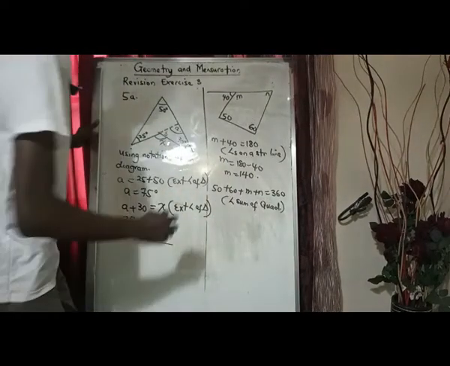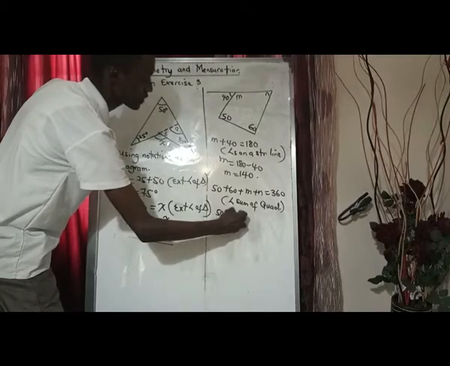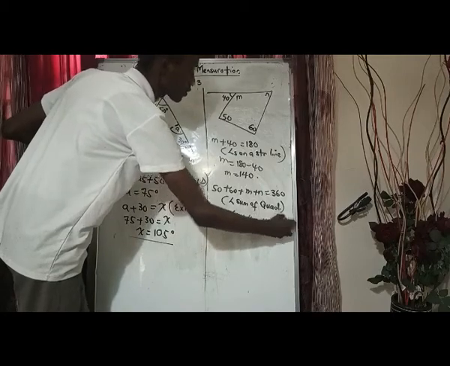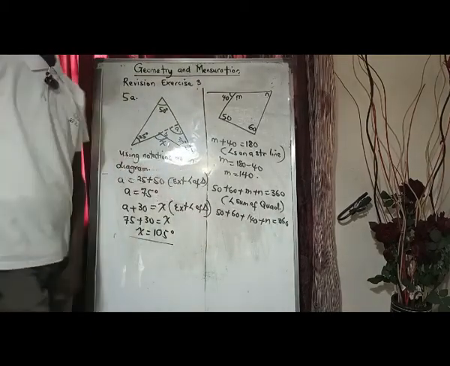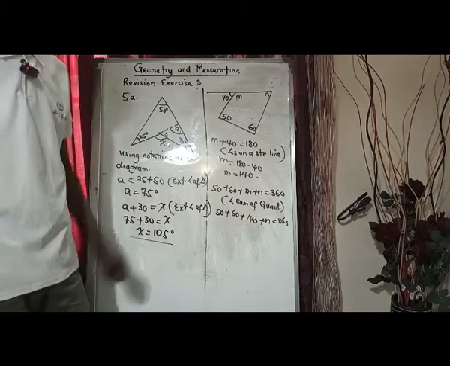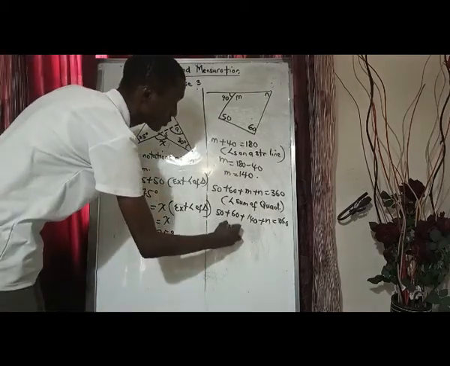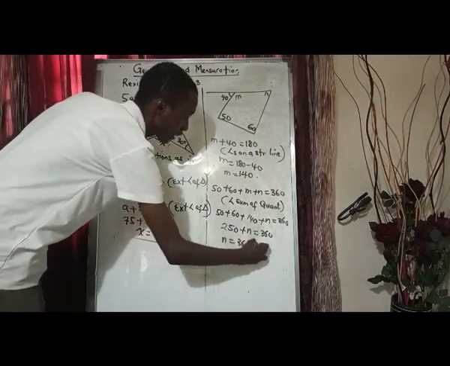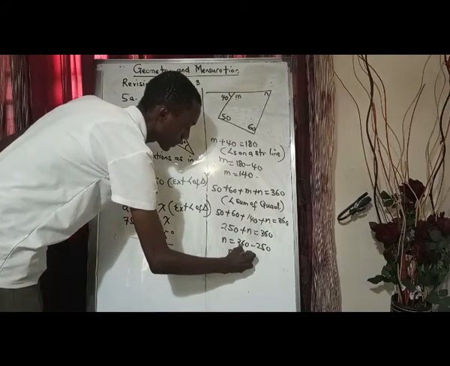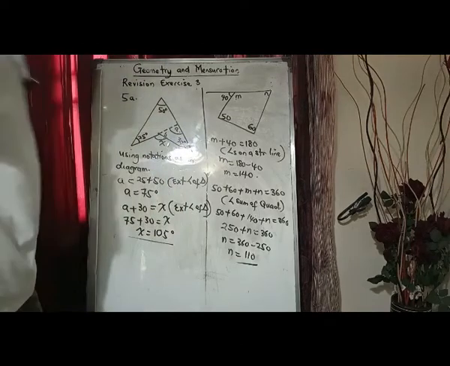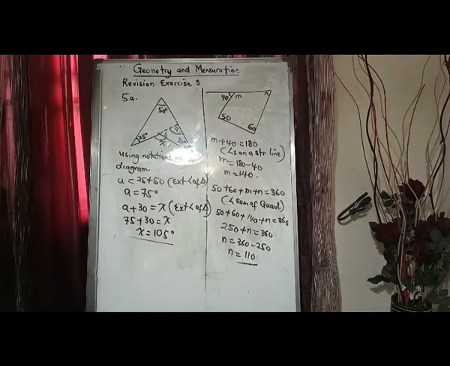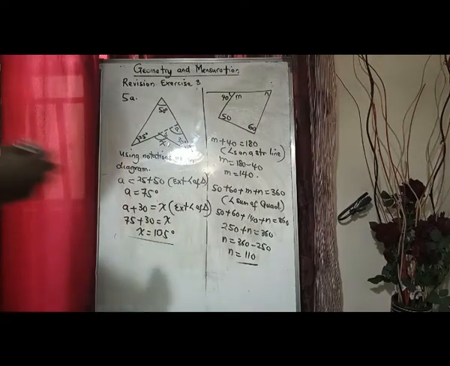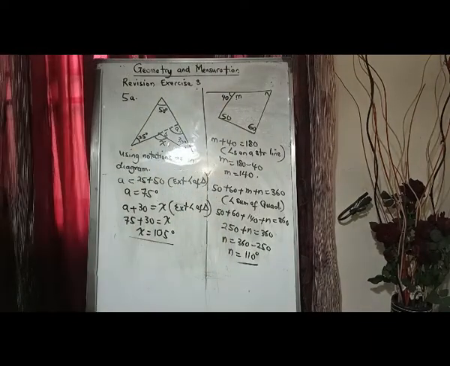All right, so if that is understood, we go ahead to say 50 plus 60 plus 140 plus N is equal to 360. So we add all of this. 50 plus 60 will give me 110. 110 plus 140 will give me 250, if I'm right with that, plus N equal to 360. So N will be equal to 360 minus 250, and N will be equal to 110. Hope I'm right with that. That will give me 110 degrees. So let's confirm if what I've done is right. 110 degrees. All right, so that takes care of that.